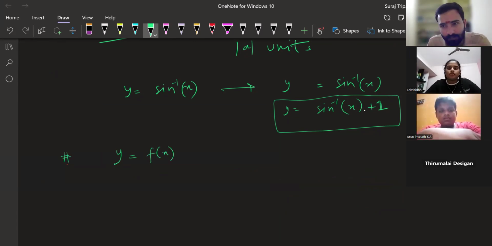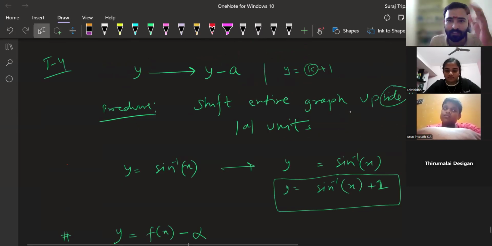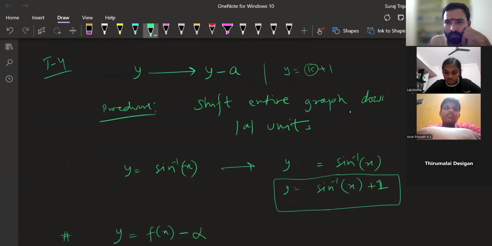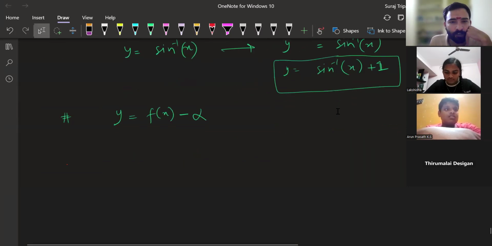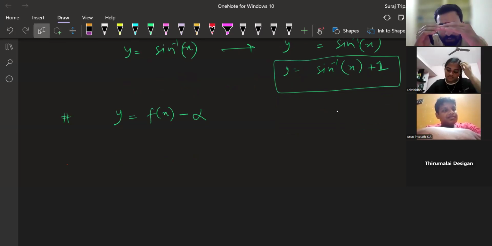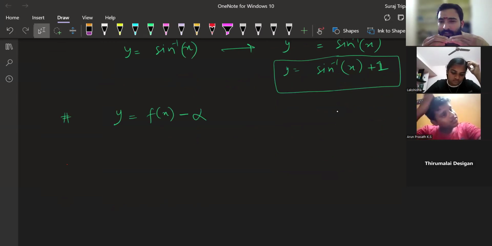See this one. If y equals f(x) is there, if we are subtracting any value alpha from this f(x), then we have to shift the entire curve downside. If we are adding something, then we have to shift the entire curve upside. Sir, you are telling it the opposite. No, just see. If we are subtracting, we have to shift the entire graph downside. If we are adding, we have to shift the entire graph upside. If we are subtracting from the expression, not this y, right?